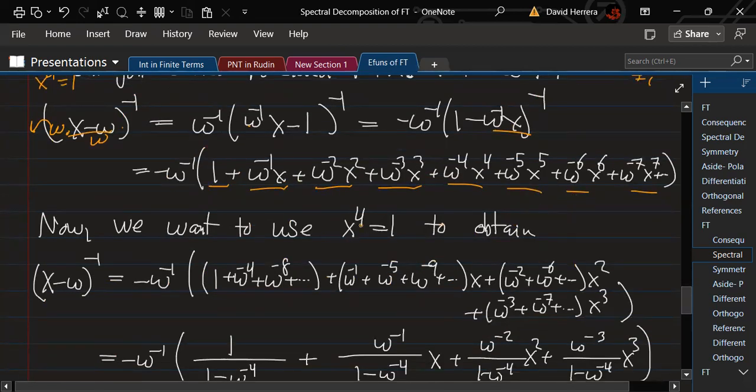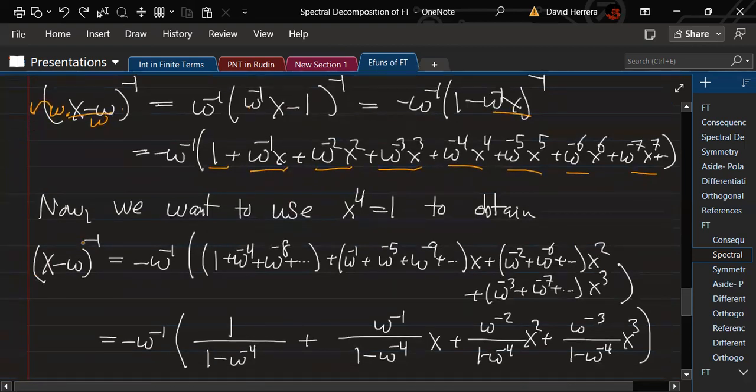So now what we do is we want to use x to the 4 as the identity. So what we're going to be able to do is group some of these terms. So we have this 1, we're going to be able to group it with this because x to the 4 is the identity. So x minus omega inverse is this negative omega inverse. Now I'm going to group all the powers of x to the 4 because x to the 4 is 1.